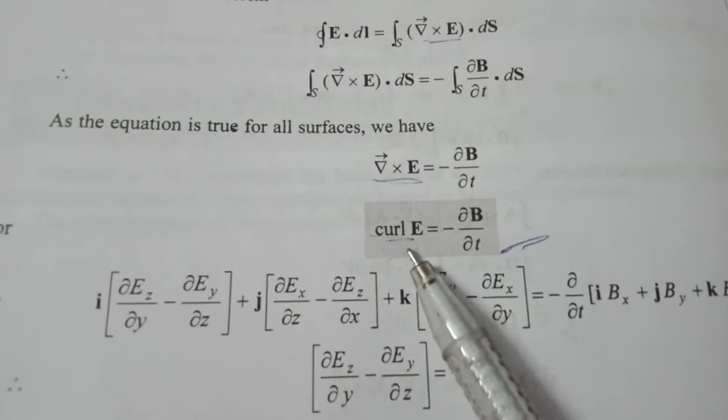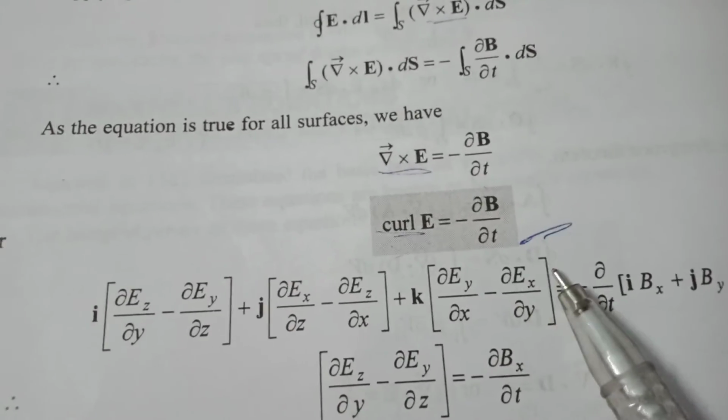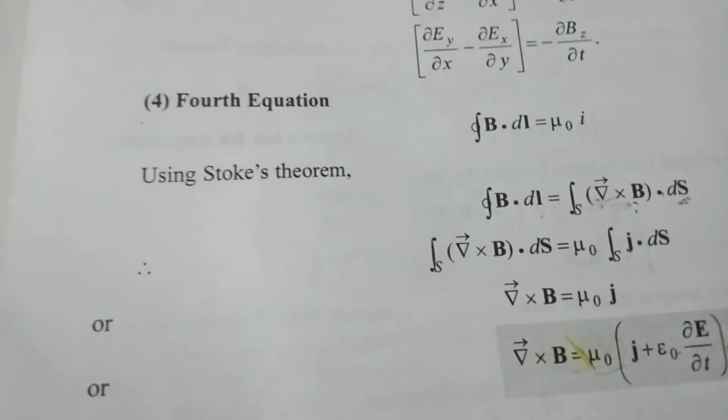Curl can be expanded and written like this, or you can stop here and say curl E is minus dou B by dou t. Coming to the fourth equation.